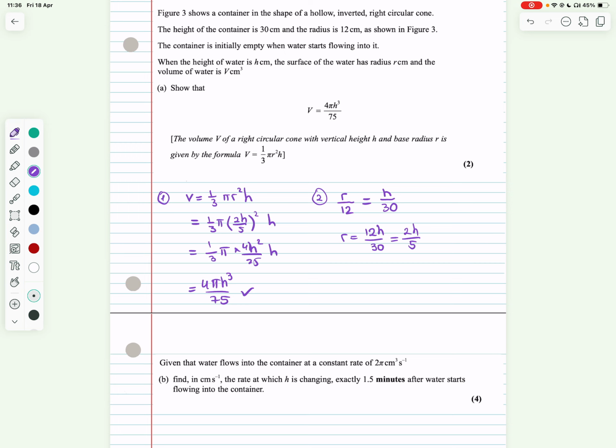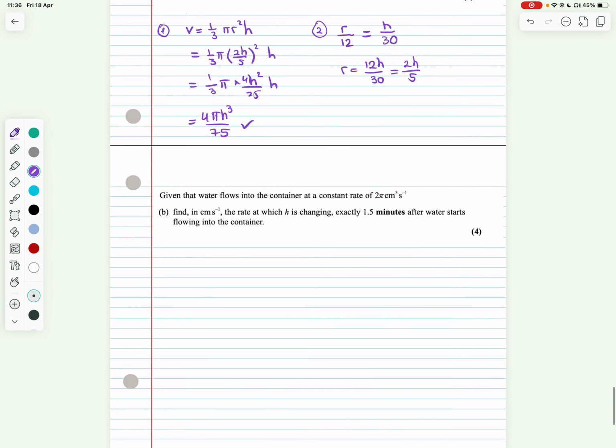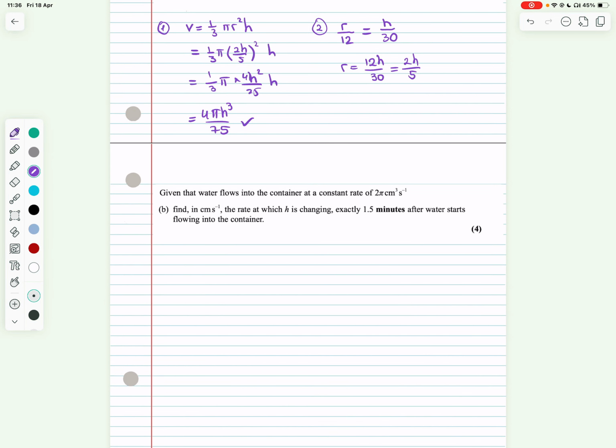Okay, alright, so the next part is given that the water flows into the container at the constant rate of 2 pi centimeter cubed per second. So that's the rate of the volume: as time passes, that's the amount of water that flows into a container. That's the change of the amount of water in the container with respect to time. So dV divided by dt is equal to 2 pi.